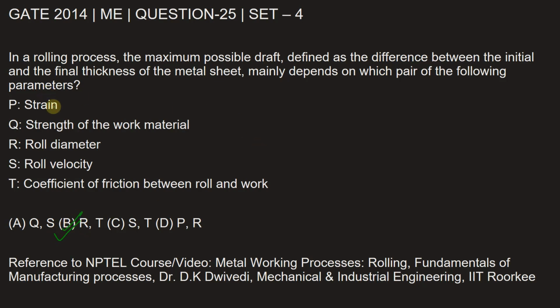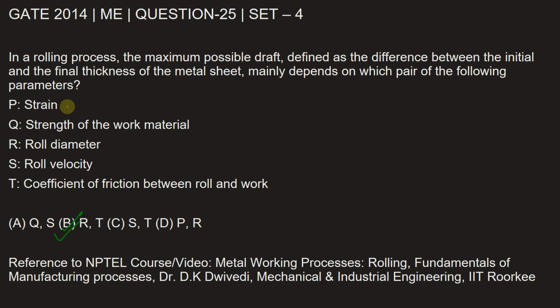Why are the other options not correct? Because in P it is given strain. So the maximum possible draft won't be dependent on strain. The maximum reduction that can be attained in the thickness is not a function of the strain in the material. It is also not a function of the strength of the material. So on the side of the material of the metal sheet, things are not dependent on what draft we will be able to generate. It is rather dependent on the tool properties.